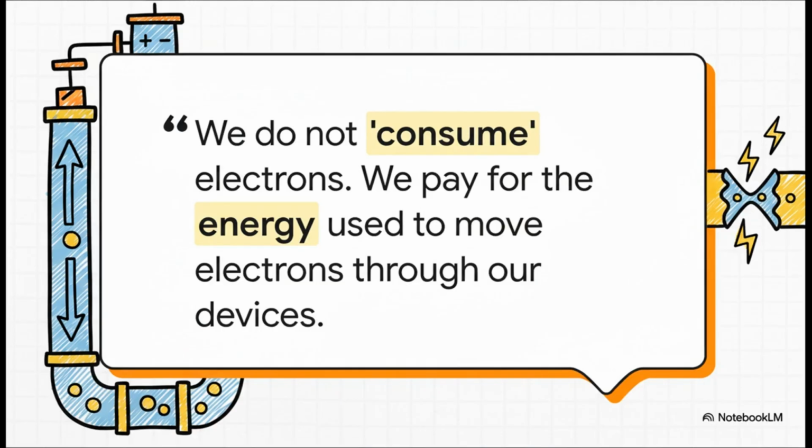And this brings us to what might be the single most important takeaway from all of this. When you turn on a light, you don't use up or consume the electrons. They just flow through the circuit and back out again. What you are actually paying for is the energy that the power company had to generate to do the work of pushing those electrons through your devices.